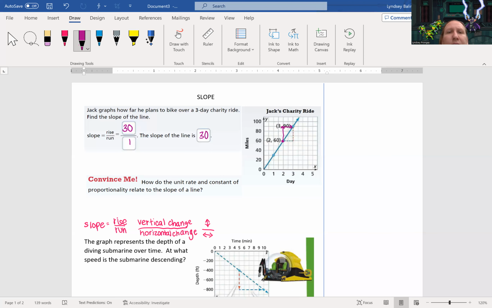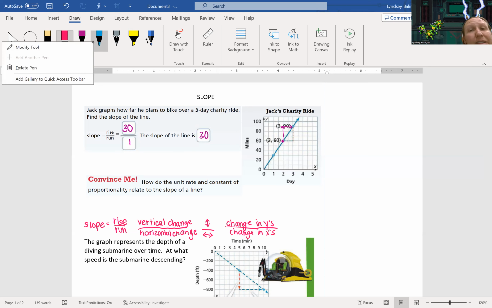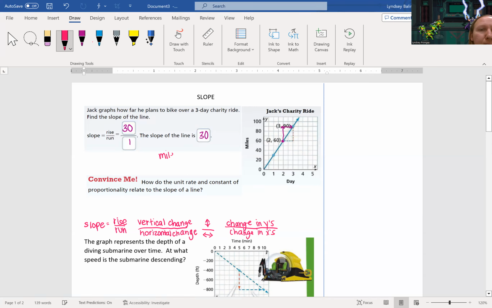Now what does that mean in this case? Keep in mind, we said this means something. So if it was the vertical change or the horizontal change, I'm going to throw another one in there too. It's the change in the y's over the change in the x's. So many ways to talk about slope. So the y's, if we look at that axis, the Y values are the miles. And on the bottom, it says days. And we know that the slope was 30. So essentially, Jack plans to ride 30 miles each day. That's what that is telling us.